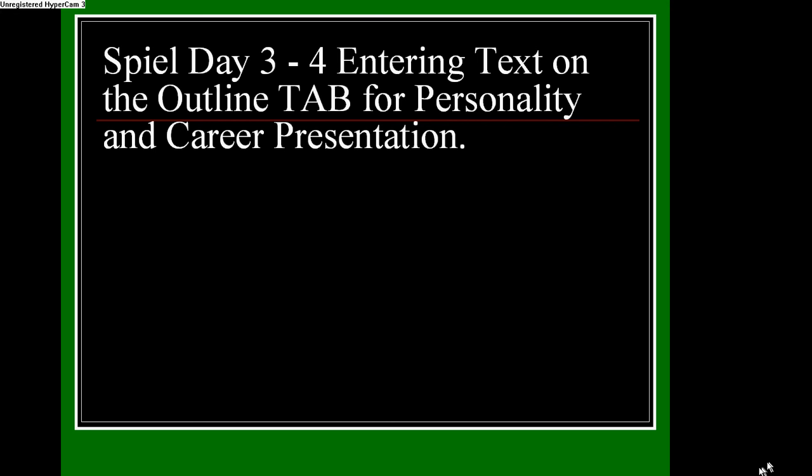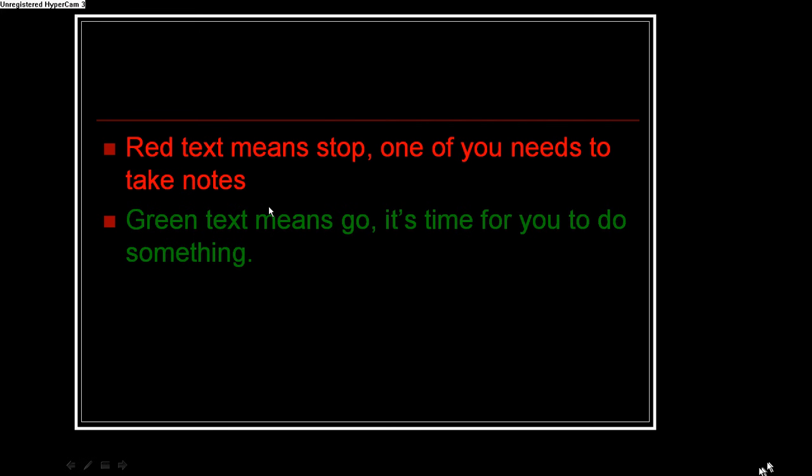Here we go. Hey kids, Spiel Day 3, oh yeah, young adults. Spiel Day 3 through 4, entering text on the outline tab for your personality and career presentation. All right, you know the drill.